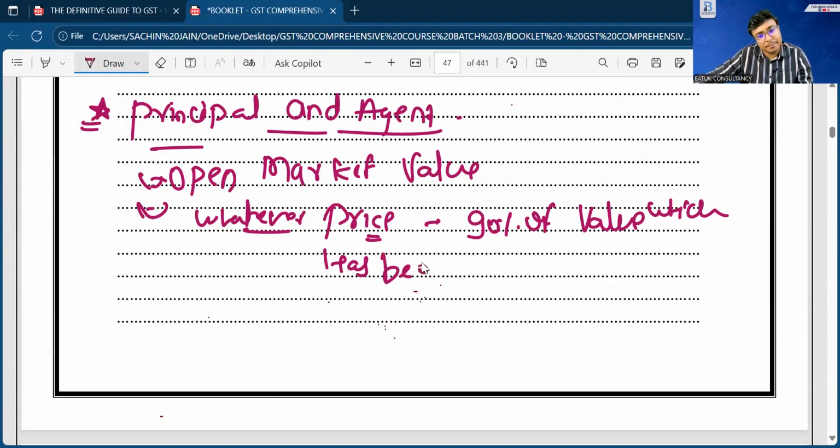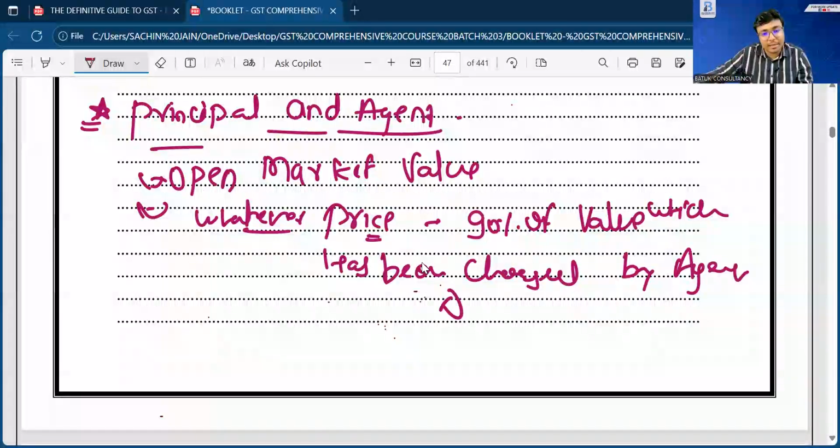which has been charged by the agent in the domestic market, because the agent is going to sell the same in the domestic market at the actual price. Okay, on that the agent is also going to add their market margin. So government is saying we will treat that margin of the agent as 10%. So whatever will be the selling price which has been considered by the agent for the domestic market, 90% of that will be the value of supply for the principal.